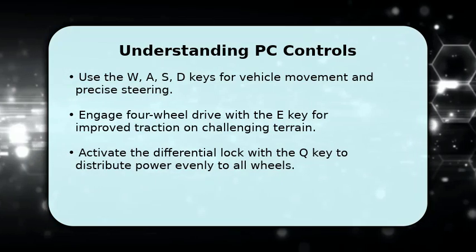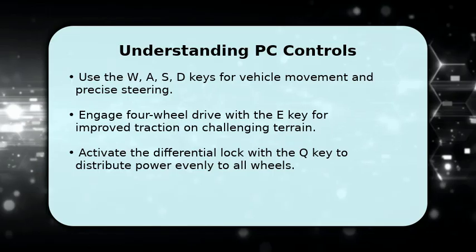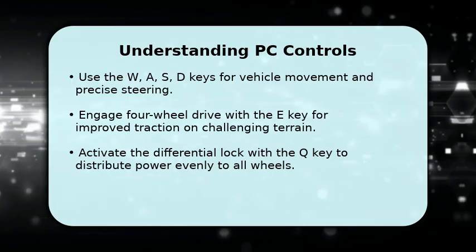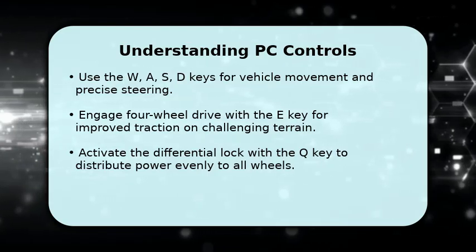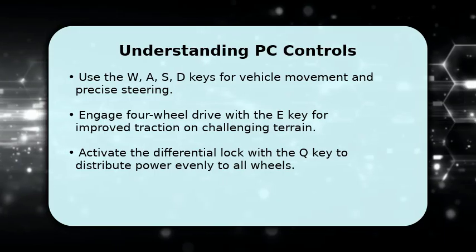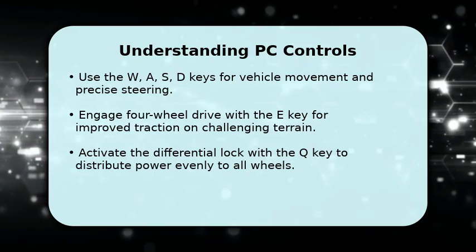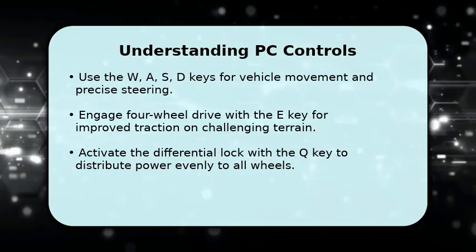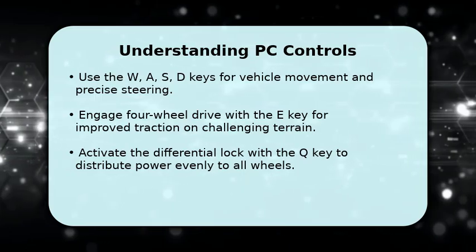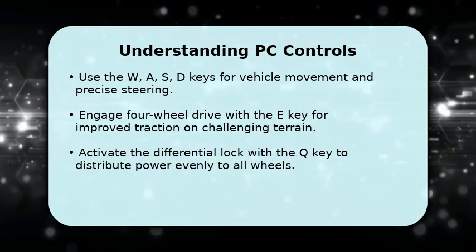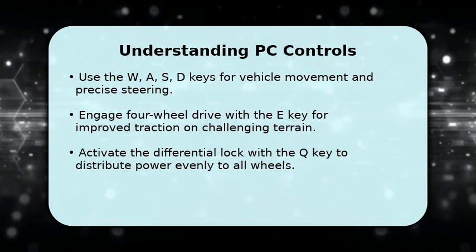Navigating the rugged landscapes of SnowRunner requires understanding its core PC controls. You will primarily use the W, A, S, D keys to control your vehicle's acceleration, braking, and steering. For tougher spots, remember to engage four-wheel drive by pressing the E key, which significantly boosts your traction. Additionally, the Q key activates the differential lock, ensuring power is distributed equally to all wheels, helping you conquer even the most treacherous obstacles. Mastering these basics is key to success.